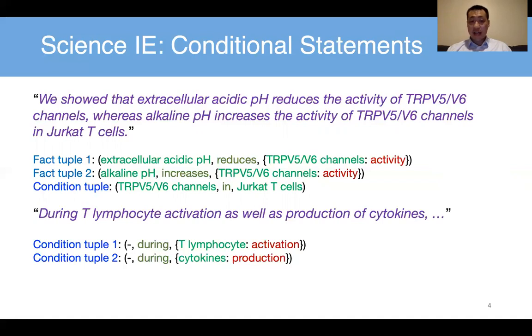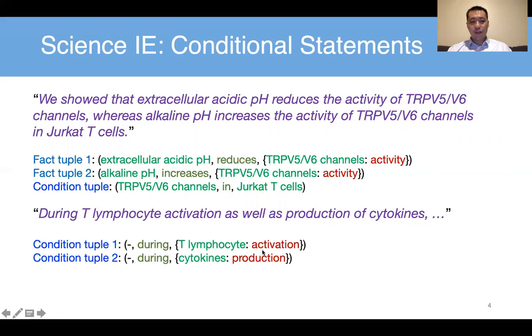Serial condition is like the channels. The channels are in the T cells, not in any other kind of cells, right? So this is condition. And also, it's no longer a triplet, right? The relation may be between the concepts, but it could also be between concept and attribute, or between the attributes. So here you can see what is reduced. It's the activity of the channels. It's not the channels themselves. It's the activity of the channels. So extracting the attribute of the concept and using the attribute as a subject or object is very important. We cannot just rely on a triplet.